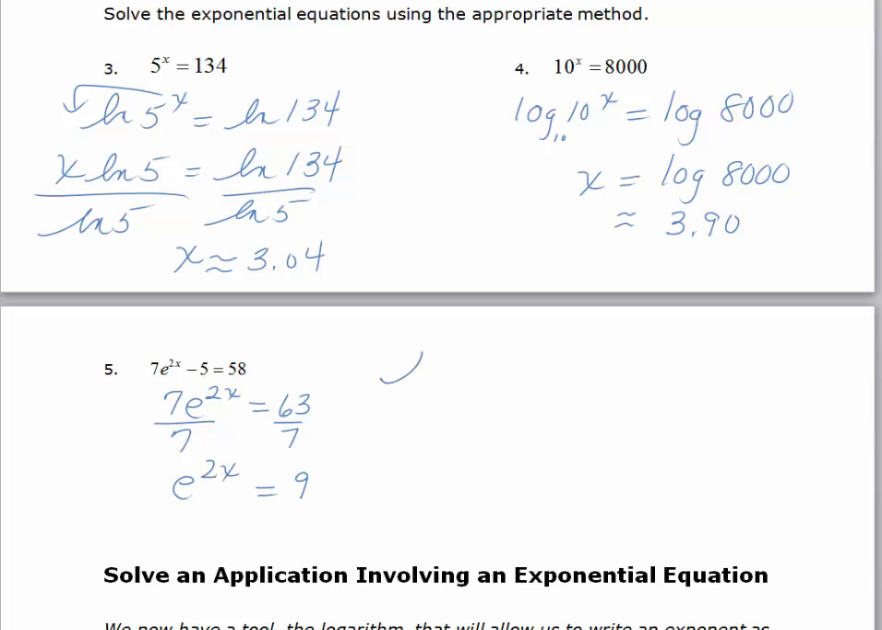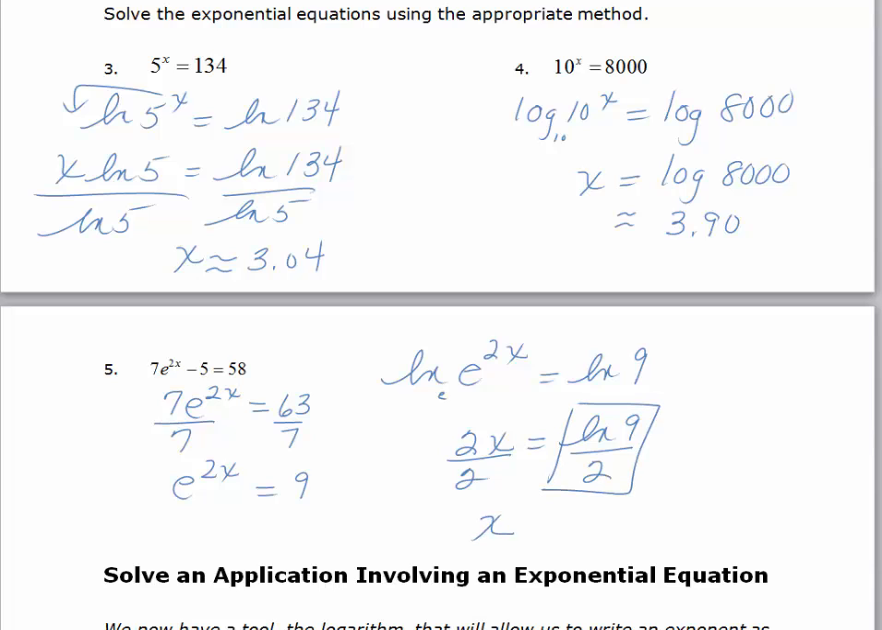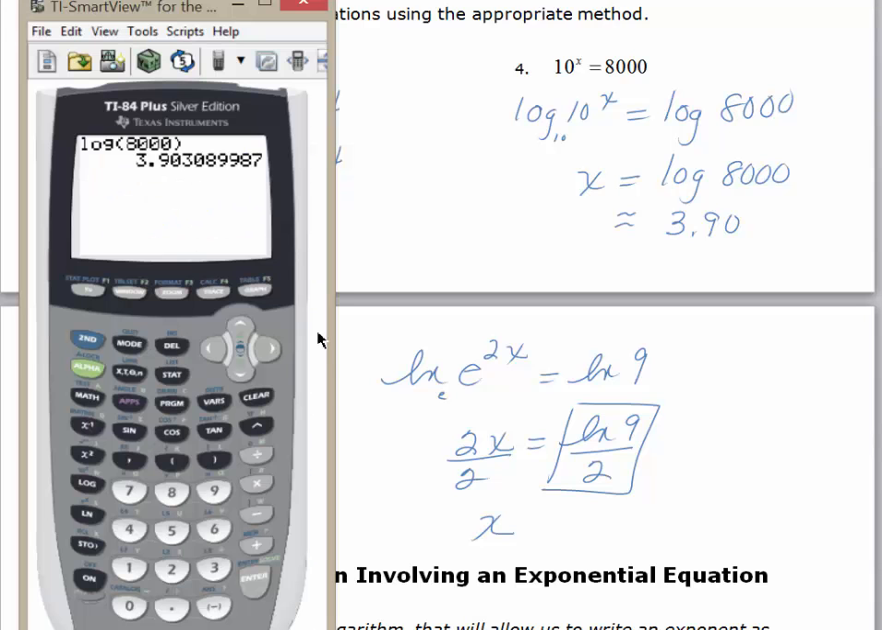We're going to take the natural log of each side. Natural log of e to some power is that power. Remember, the base here is e, it's implied. So we get 2x is equal to the natural log of 9, divided by 2. So the exact answer is the natural log of 9 over 2. The approximate answer we will get by plugging into our calculator.